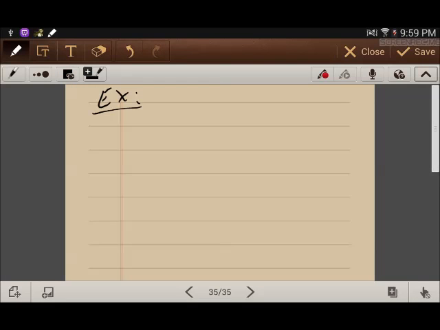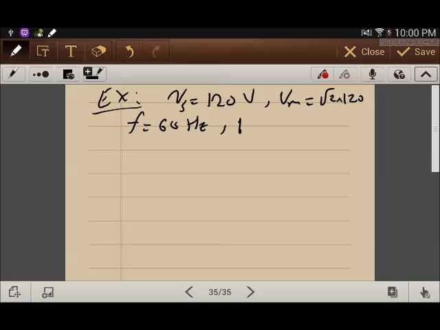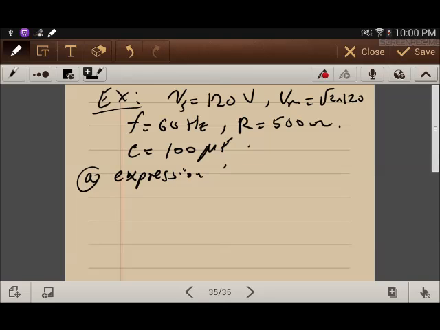Now, example: the voltage source is 120 volts. This is RMS, so the maximum value will be root 2 multiplied by 120. The frequency is 60 Hz, the resistor is 500 ohms, and the cap is 100 microfarad. So find an expression for the output voltage.